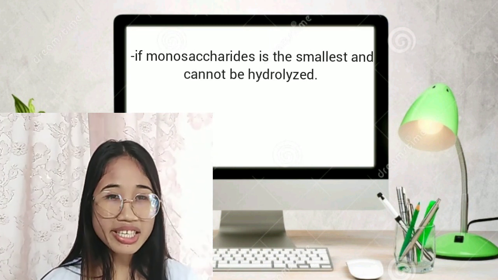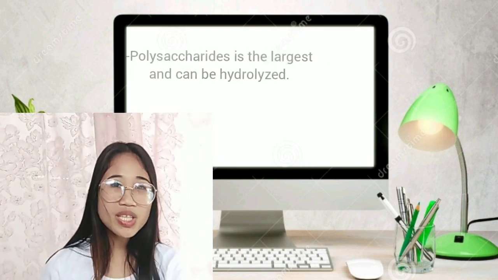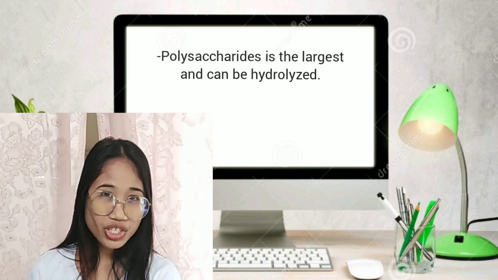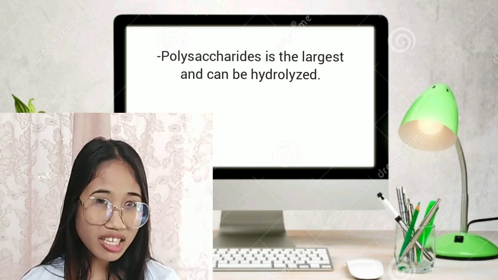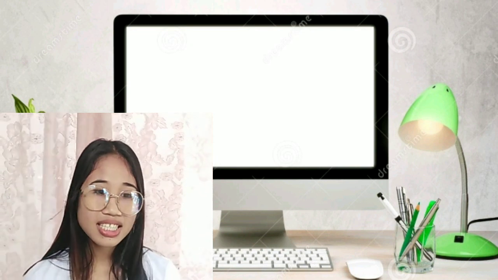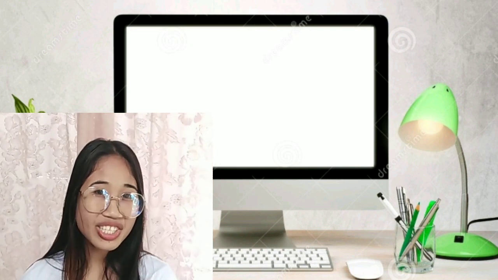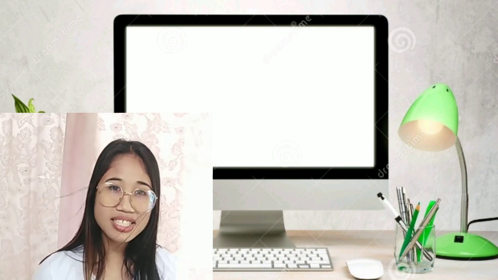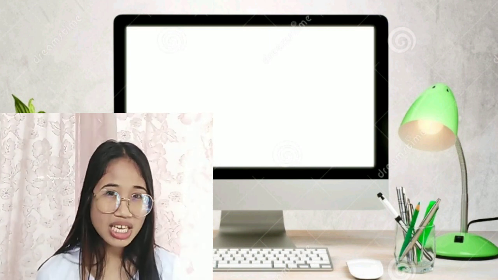If monosaccharide is the smallest and cannot be hydrolyzed, well, the polysaccharide is the largest, or the macro. Macro means large, big, and polysaccharide can be hydrolyzed to form many monosaccharide units.